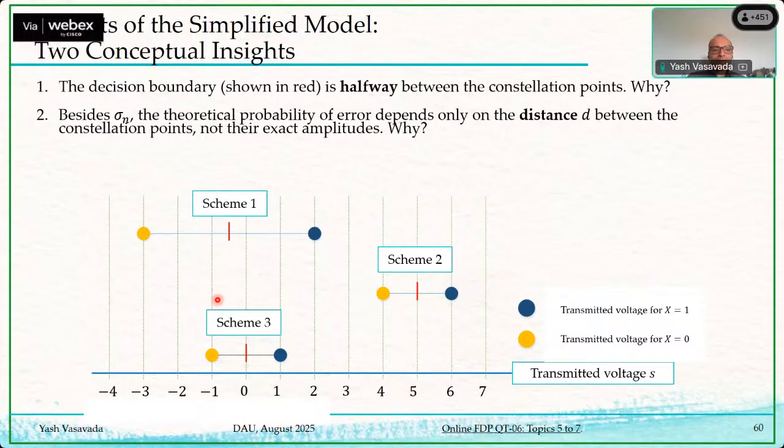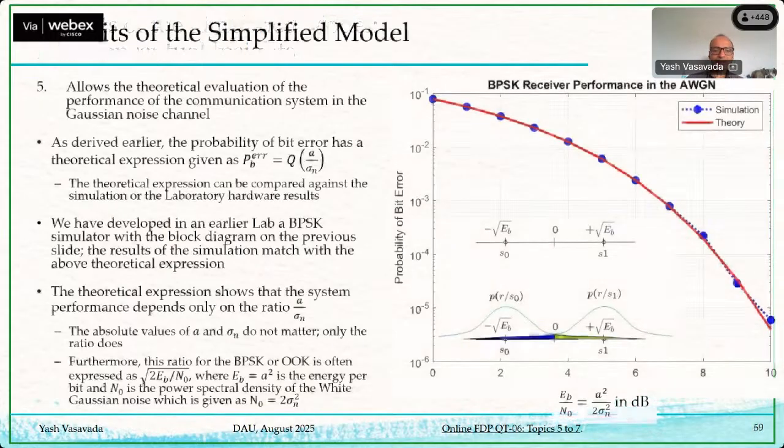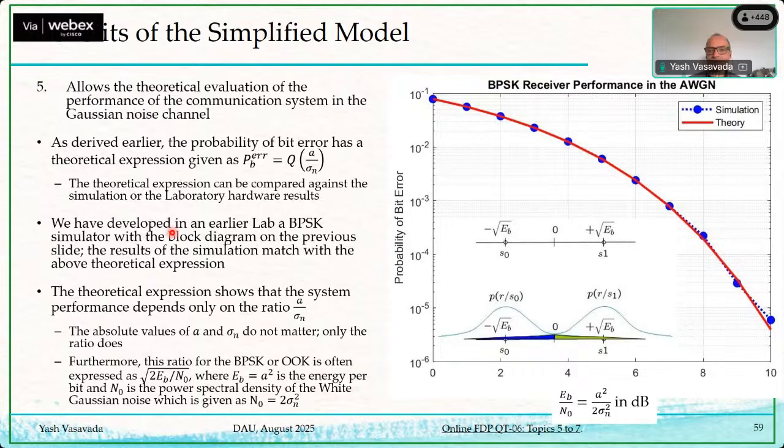Now, in this case, the error probability also depends only on the distance between the blue and the yellow, okay? Not their exact amplitude. This requires a slightly deeper understanding of the derivation that we just now did.